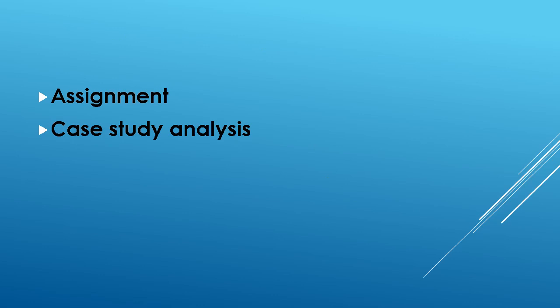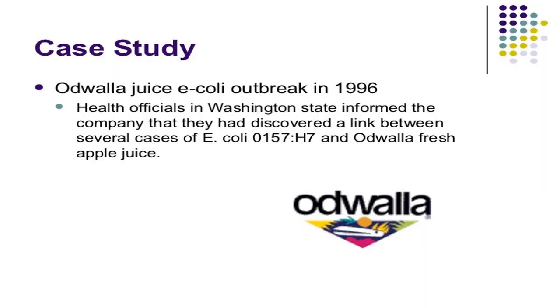Now we will take the second assignment for the course. The second assignment is about a case study analysis, and you will see that we have a case study, like in the previous lecture, about the Odwalla juice outbreak in 1996. Here you have enough information about the crisis. You will have to read it well.